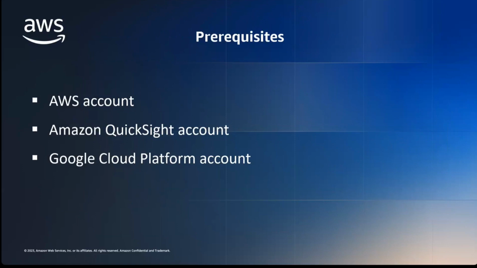Let's take a quick look at the prerequisites. What is required for connecting? We need to have an AWS account. Once you have your AWS account, you can then sign up for an Amazon QuickSight account. Once both of these are set up, you also need a Google Cloud Platform account so that you'll be able to connect to Google Cloud Platform and then to BigQuery from QuickSight.